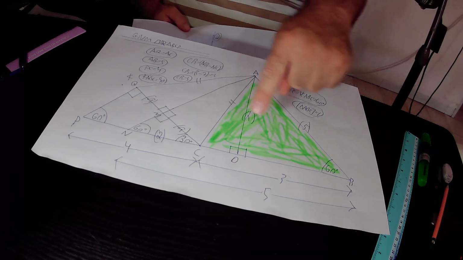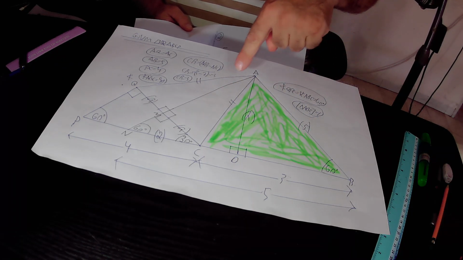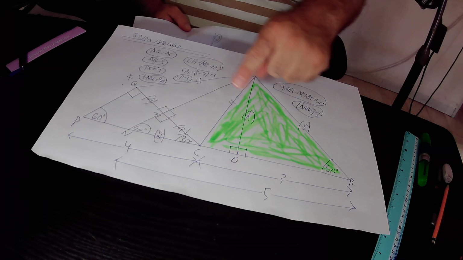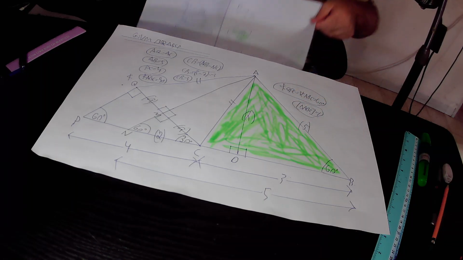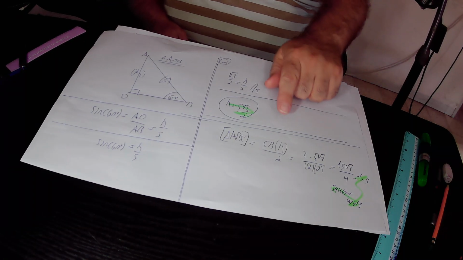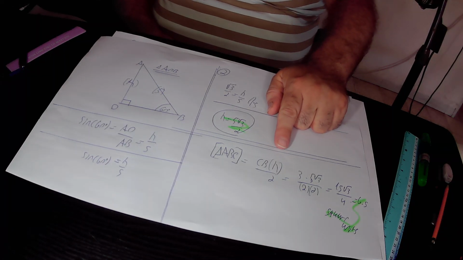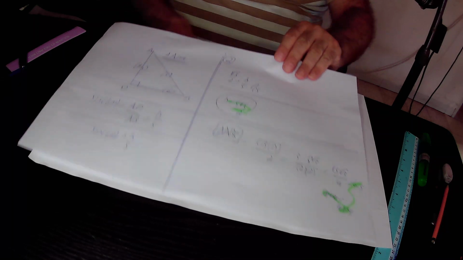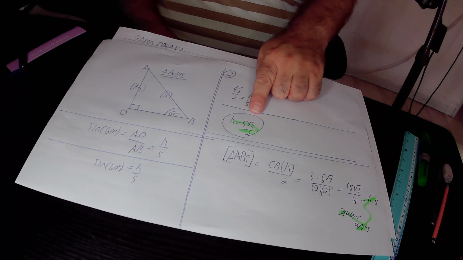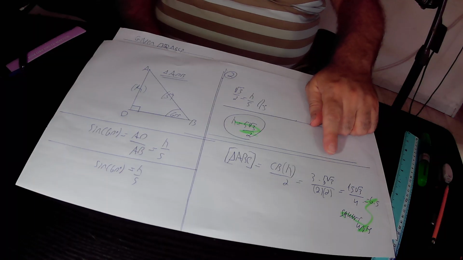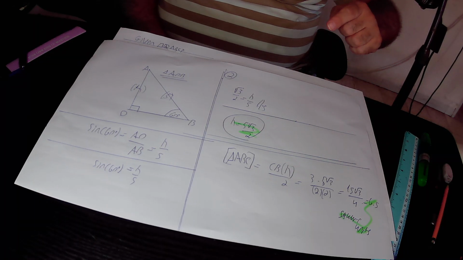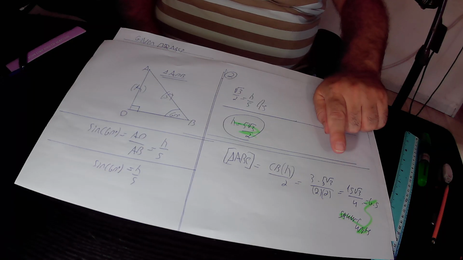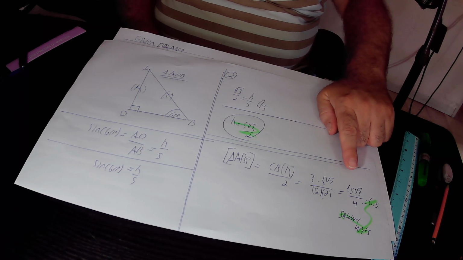Our task is to find out the area of this green triangle, triangle ABC. So the area of this green triangle must be equal to the base CB times the height H over 2. CB is 3 times H. H is 5 times square root of 3 over 2. And we have to divide it by 2 again. In the numerator we have 3 times 5, that is 15, times square root of 3. In the denominator we have 2 times 2, that is 4.